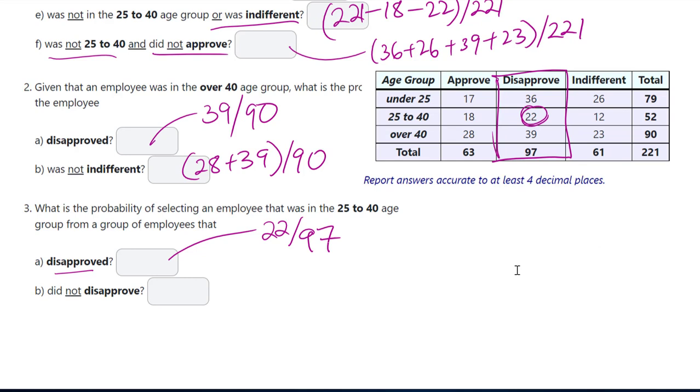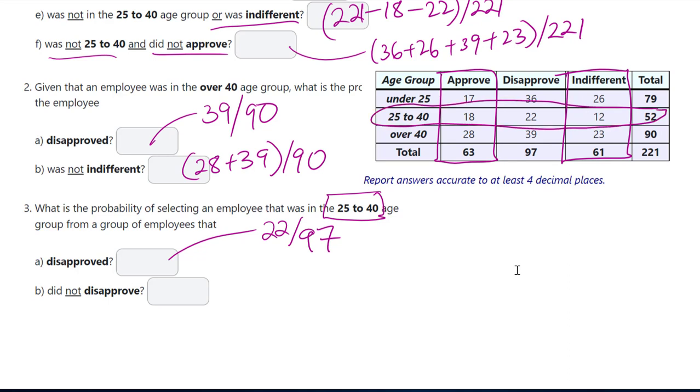Again, we're looking for someone between 25 and 40 from a group of those that did not disapprove. So if they did not disapprove, they either approved or were indifferent. Out of these two groups, we're looking for the proportion of those that are between 25 and 40. So we see that intersection there. The total for approved and indifferent is 63 plus 61. So out of those, we find 18 plus 12 between 25 and 40. That's going to be the answer to that one.